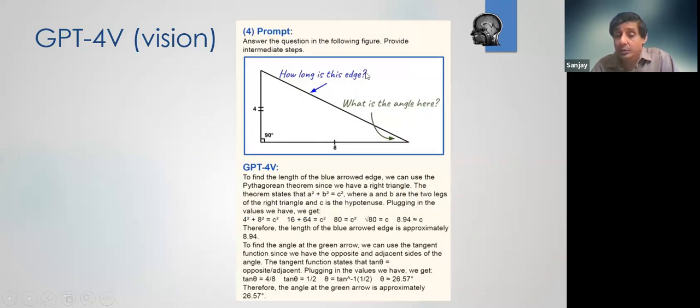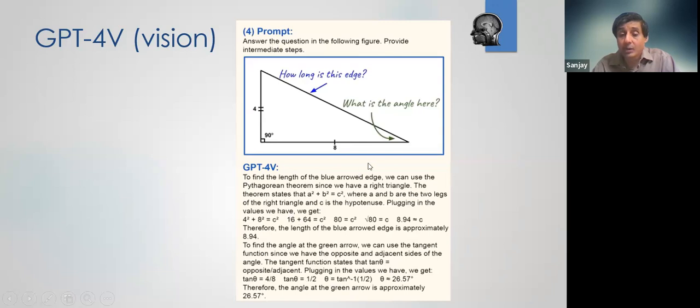But it figured out that there are two questions in the figure, okay? It was told, because the word question is singular, it doesn't refer to more than one. So it was told, answer the question in the following figure. Provide intermediate steps. And this is basically a problem in geometry, which you might find in the SAT, okay? And I checked the math, it's completely correct.